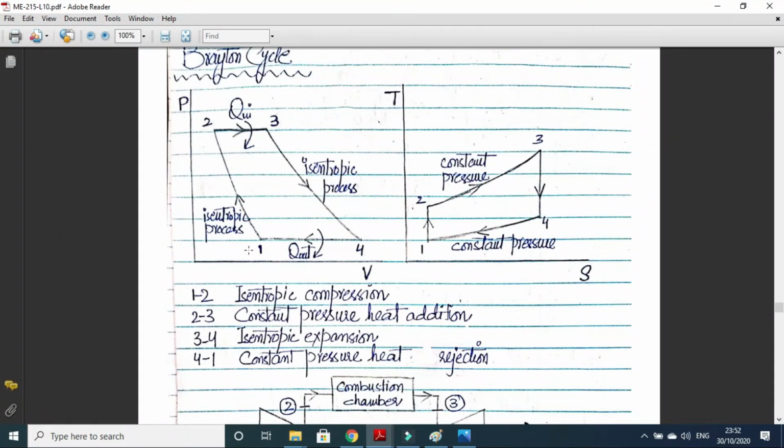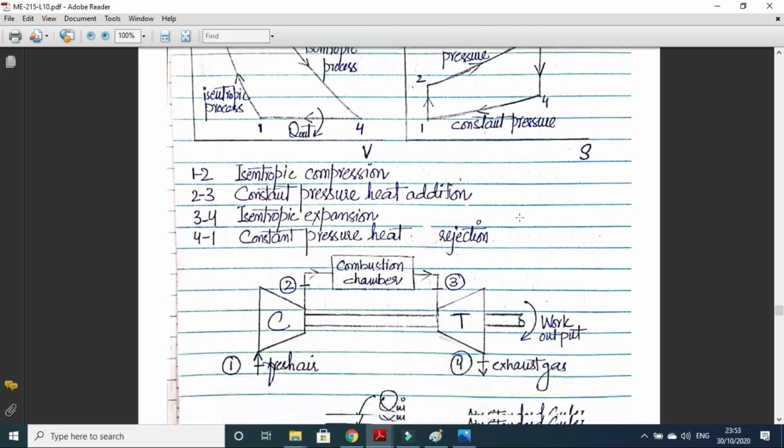If you recall the diesel cycle, 1 to 2 isentropic compression, same. 2 to 3 constant pressure heat addition, same. 3 to 4 isentropic expansion, same. 4 to 1 is different. In the Brayton cycle and diesel cycle, 4 to 1 is different. In the diesel cycle, 4 to 1 is constant volume heat rejection, but in the Brayton cycle, 4 to 1 is also constant pressure heat rejection. So we can show the Brayton cycle on the TS diagram like this.